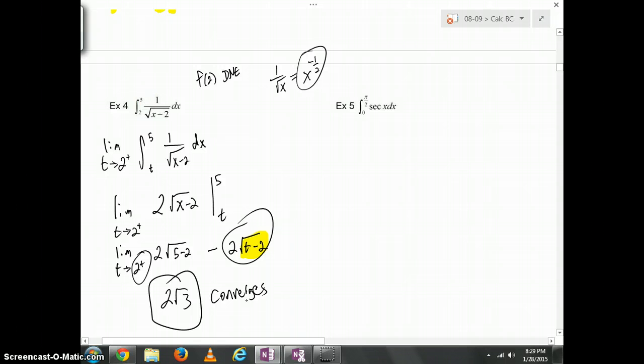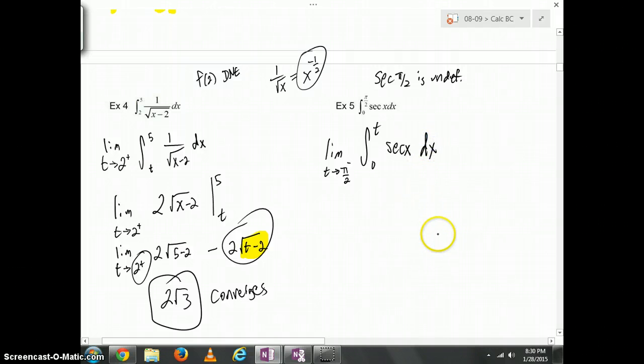As we're looking at number 5, I hope you know and you remember that the secant of pi over 2 is undefined. That's because the cosine of pi over 2 is 0, and the reciprocal of 0, of course, is undefined. So again, let's set up a limit, and this time we could say let's let t approach pi over 2. This time we're going to approach from the left side.